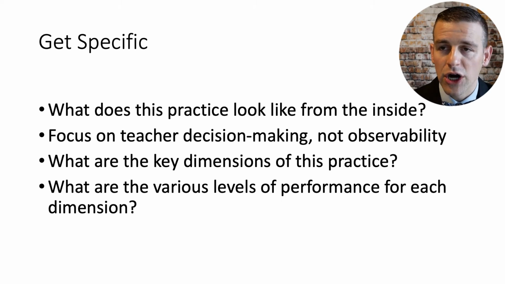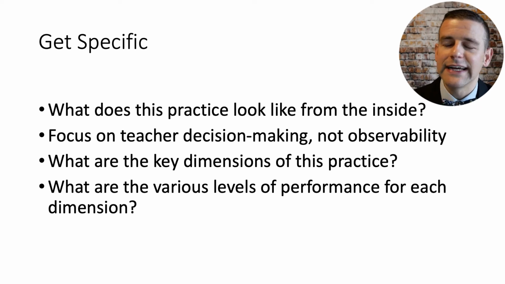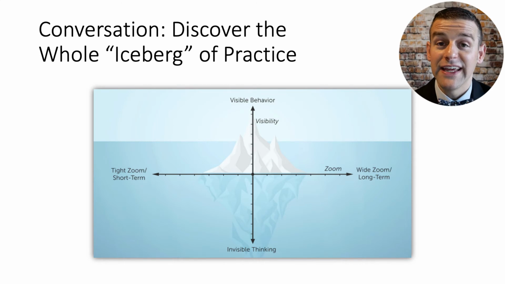So hone in on the decisions that the teacher is making and start to flesh out for yourself what are the key dimensions of this practice from the insider's perspective. And only once you've done that can you start to identify differences in levels of performance. So observability bias is related to a concept that we call the iceberg.